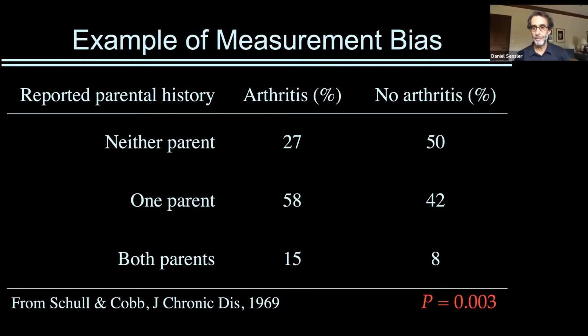This is an example of measurement bias. The people who had arthritis were more likely to have talked to their parents about arthritis, and they were more likely to remember what their parents said. This study could have been done with controls that were unrelated to the arthritis patients. And had it been done that way, the investigators would have had no idea that measurement bias had completely made their results erroneous.